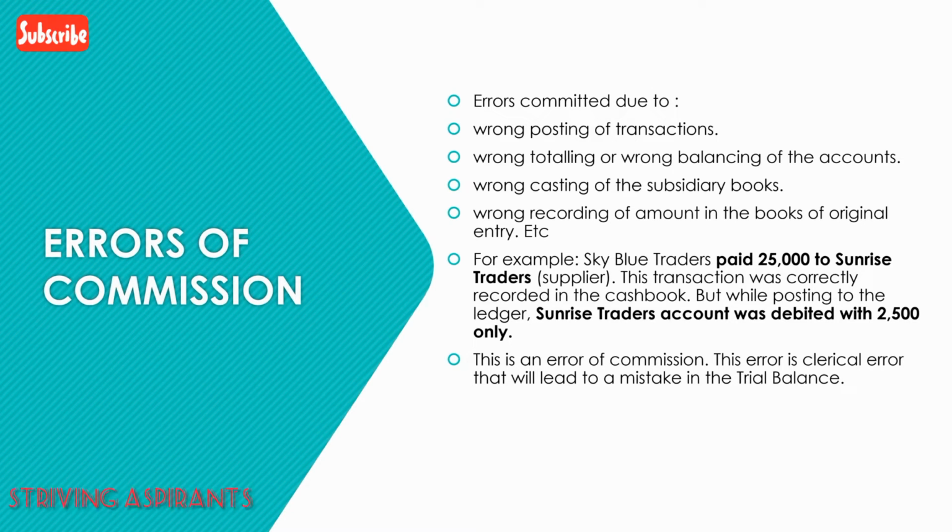Let us take one example here. Sky Blue Traders paid 25,000 to Sunrise Traders, a supplier. This transaction was correctly recorded in the cash book, but while posting to the ledger, Sunrise Traders account was debited with 2,500 only. So here in this example we can see the wrong amount is posted. So this is an error of commission, and this can be called a clerical error or a mistake in the amount, and that will lead to a mistake in the trial balance.